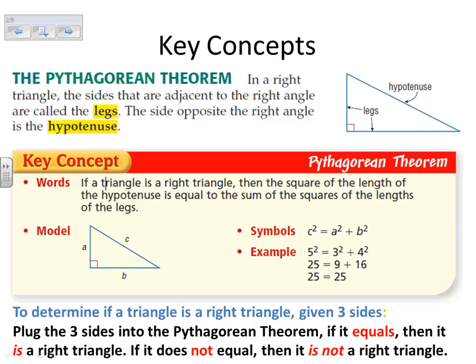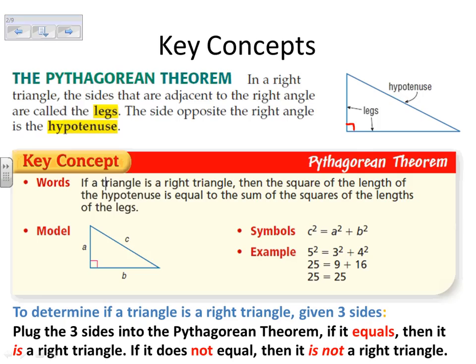Okay, so in order to have the Pythagorean theorem, we have to have a right triangle. And remember, a right triangle is denoted by this little red box right here. The sides that are adjacent to the right angle are called legs, and the side opposite to the right angle is called the hypotenuse.